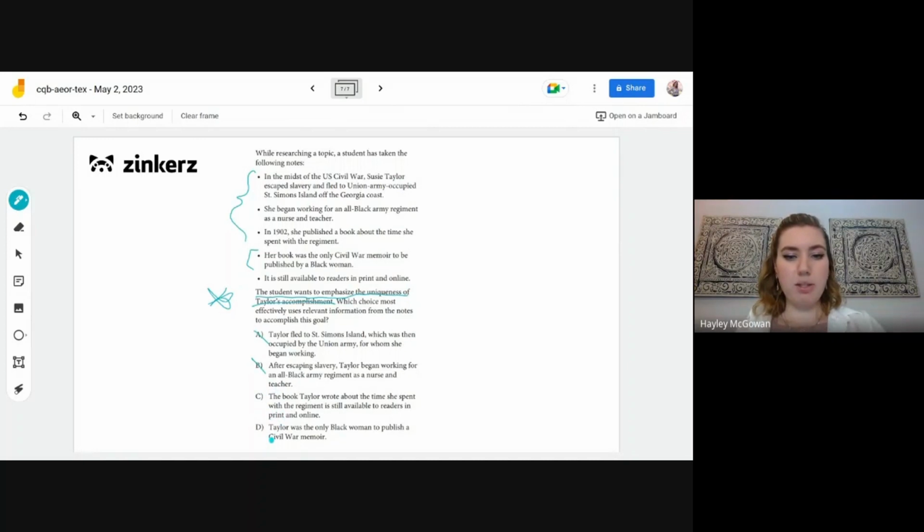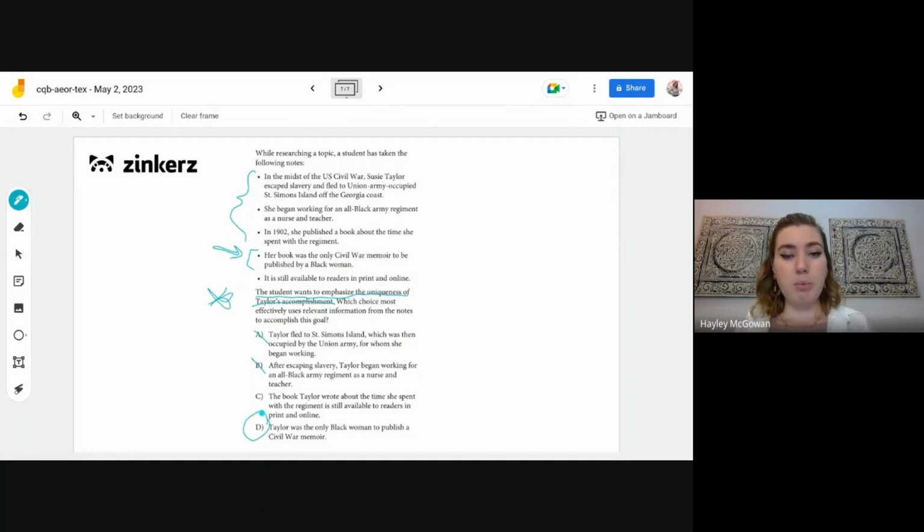D says Taylor was the only Black woman to publish a Civil War memoir. All right, so this is definitely talking about her accomplishment here, which was the publishing of her book, and the fact that she was the only Black woman to ever publish a Civil War memoir, which is pretty much honing in exactly on this fourth bullet here. So D is going to be the correct choice for this question.